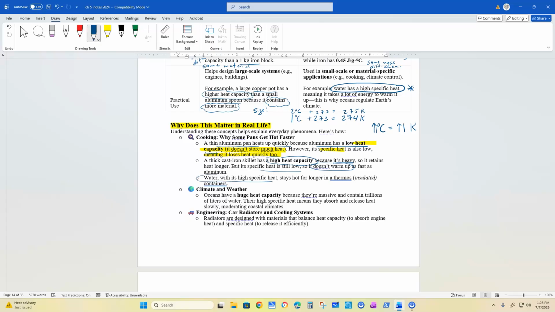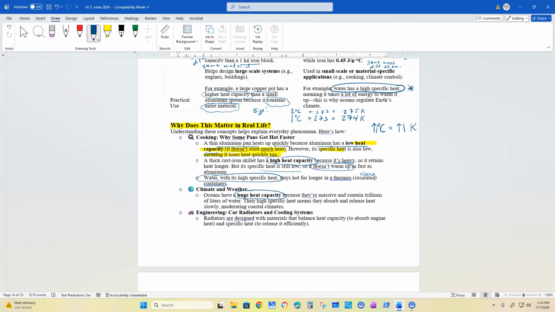Water, as we said, has the highest specific heat. It stays hot for longer. That's why when you put ice cubes in your thermoses, your insulated containers, that ice is still ice by the end of the day. Or if you put a hot liquid, like hot cocoa, in a thermos, an insulated cup, it's hot at the end of the day too. Okay, because remember, an insulated cup is a closed system.